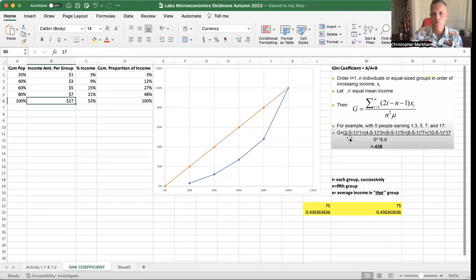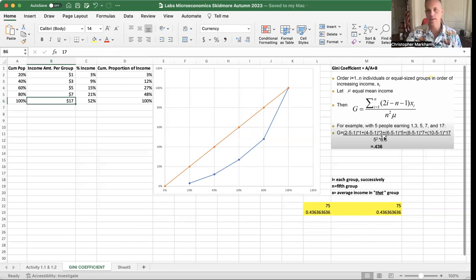And so when you go each group one by the other, right? And you go to the next group. So 2 times the second group. So 2 times 2 is 4 minus 5 minus 1 times, right? In this case, 3. Okay. And then you do the third group, and that's 2 times 3 is 6 minus 5 minus 1 times 5, right? So on and so forth.